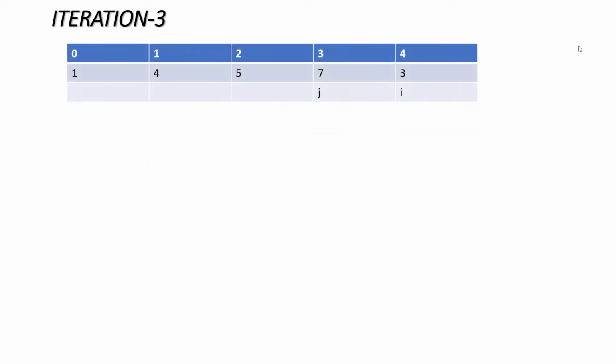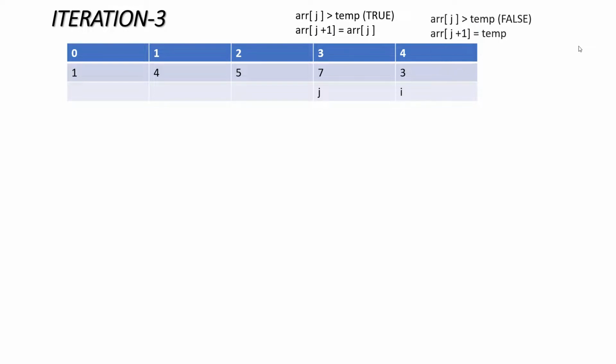In iteration 3, the elements in the indexes 0, 1, 2, 3, 4 are 1, 4, 5, 7 and 3 respectively. Now I am incrementing i. Now i is at 4th index. Then I have to check the same conditions. Before going to check the conditions, I have to copy the element in i index to the temp. Now the temp is equal to 3.